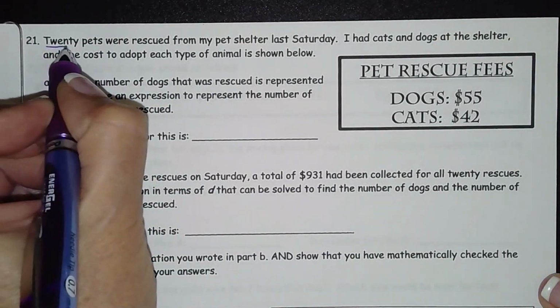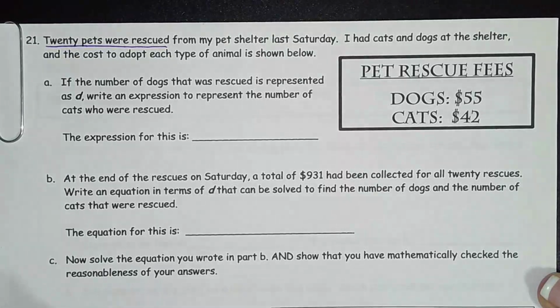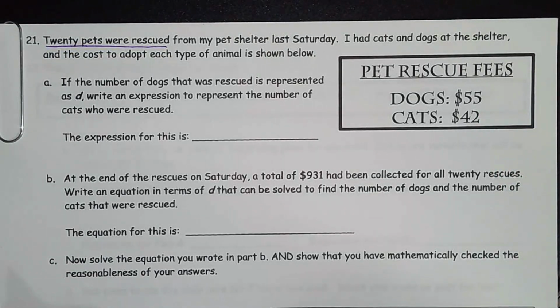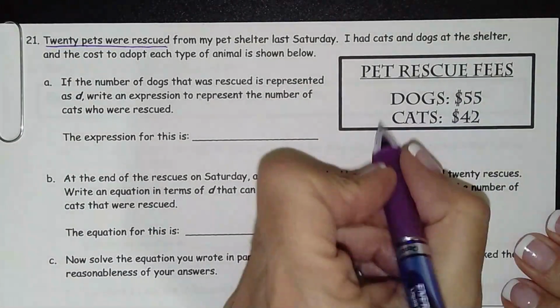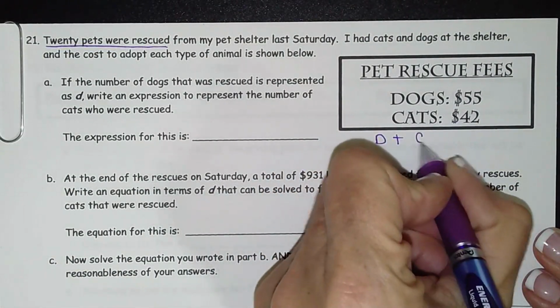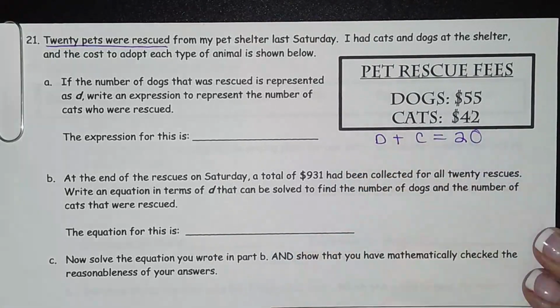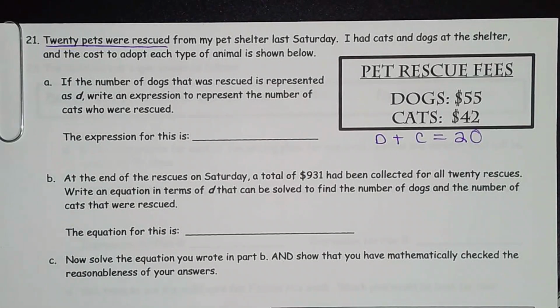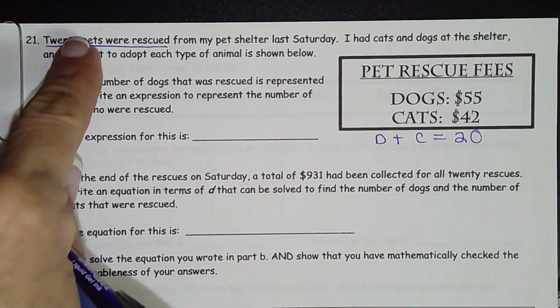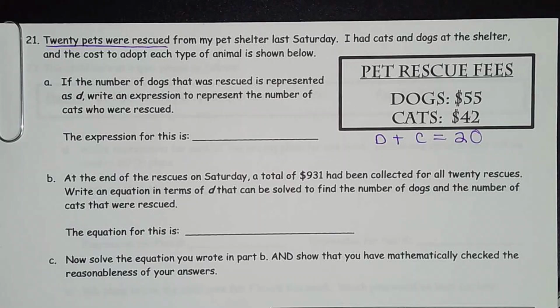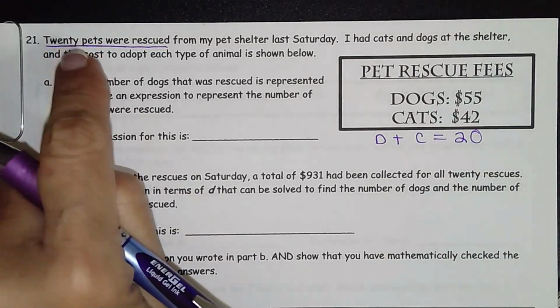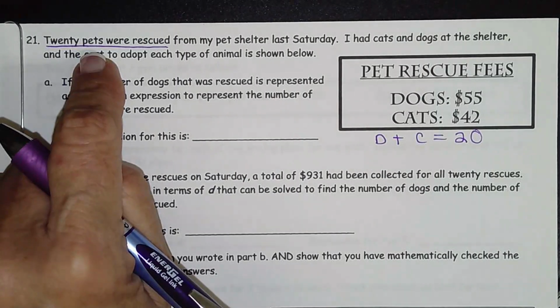Okay, 20 pets were rescued, and it looks like we just have dogs and cats. So what I write after reading that is this, and a lot of students kind of just fly right past that and don't realize that is the key to the problem, that there were 20 pets. And remember how we talked about the rope? If the rope is 9 feet long and one part of it's X, the other part's 9 minus X. This is that kind of problem. How do I know? Because they gave me a total.